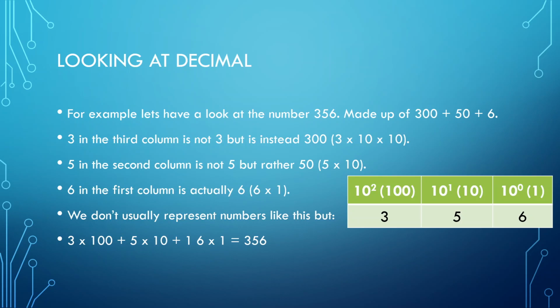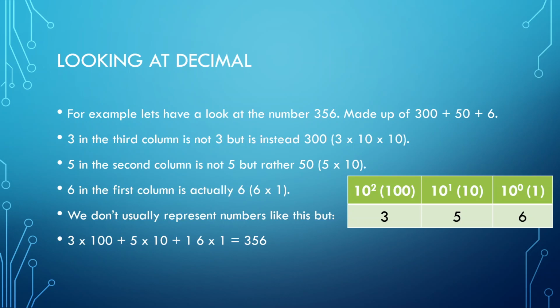And essentially this is 3 times 10 times 10. The second column is a 5, but it's not actually a 5. It's used to represent 50, which is 5 times 10. The first column is actually a 6, and is used to represent 6 times 1. And so I've included this chart over here on the right, and essentially this is how we would break down decimal numbers. Now we don't usually see decimal numbers like this because we don't need to. We understand how the decimal numbering system works.